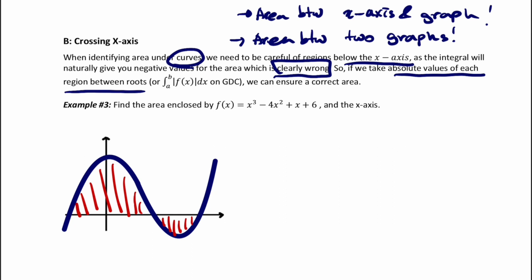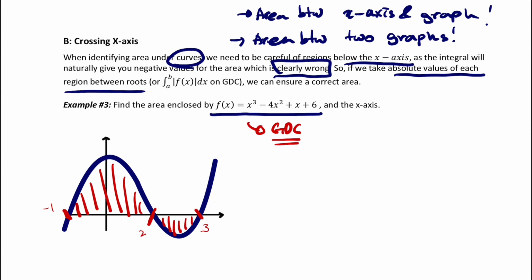If you look at example number 1, we need to find the area enclosed by f of x equals x cubed minus 4x squared plus x plus 6 and the x-axis. This is a GDC question. You can substitute this into your GDC, and you first have to find the roots to figure out the points that enclose the area between the graph and the x-axis. When you use the GDC with this function, we can identify that the zeros are negative 1, 2, and 3.